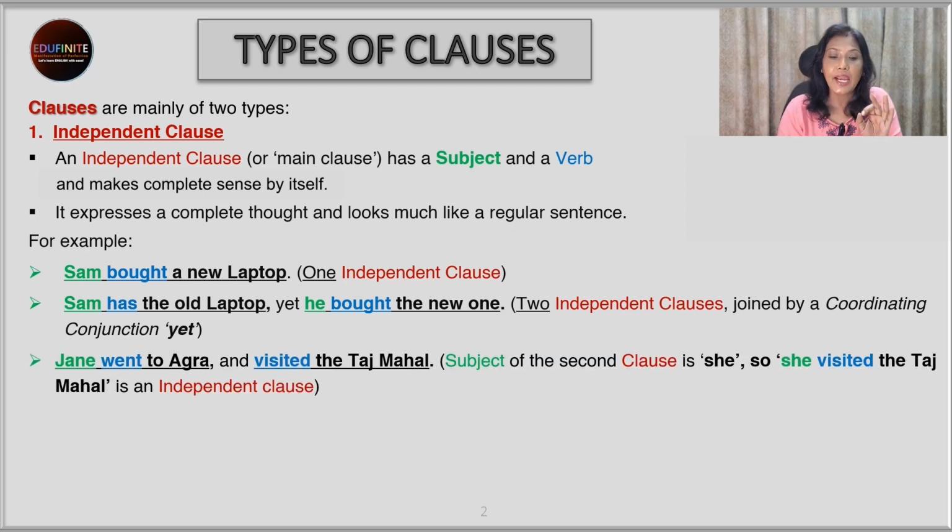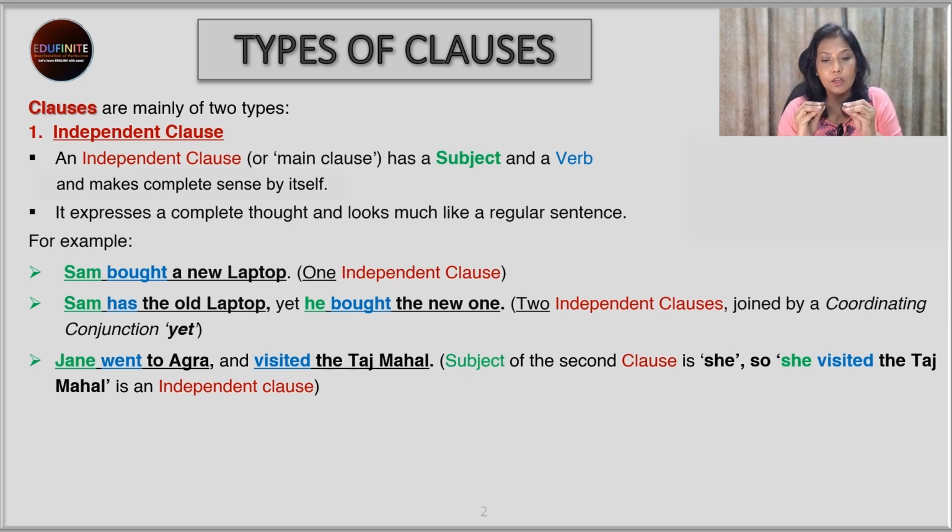The next one. Jane went to Agra and visited the Taj Mahal. So Jane went to Agra. Again here Jane is the subject, went is the verb, and Jane went to Agra makes complete sense. So that's a clause. Visited the Taj Mahal. Here the subject, of course, in the second clause is she. But we haven't mentioned it, it's hidden. So she visited the Taj Mahal fits well. She is the subject, visited is a verb, and it expresses a complete meaning. So that is also an independent clause.